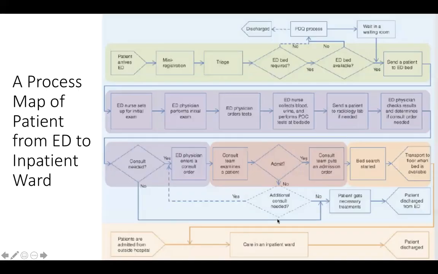This is, for example, a process map for a patient that is going from the emergency room to inpatient care in the hospital. So initially, the patient arrives at the emergency department. And then there is this mini registration. They get the information of the patient. Then they do a little triage to see what is going on with the patient and what the patient needs.